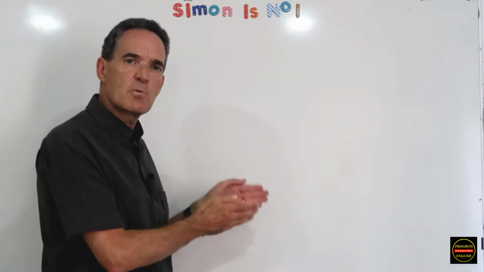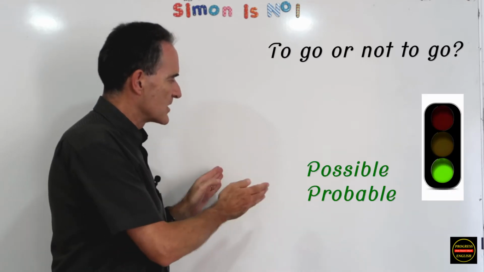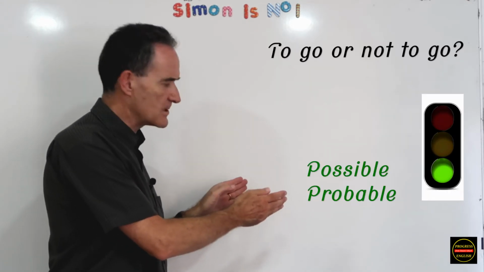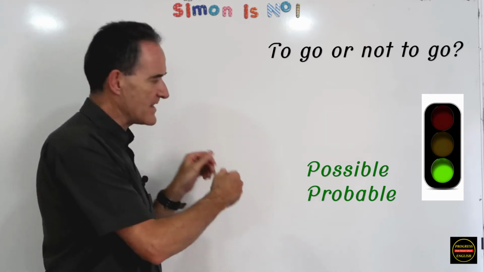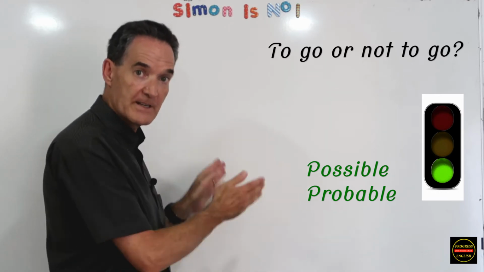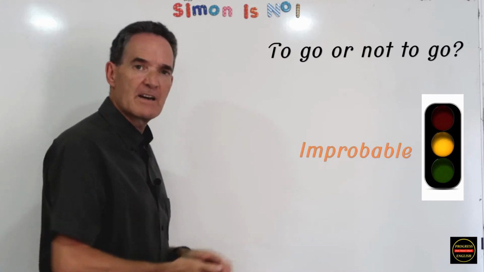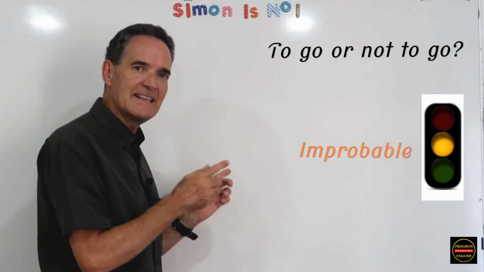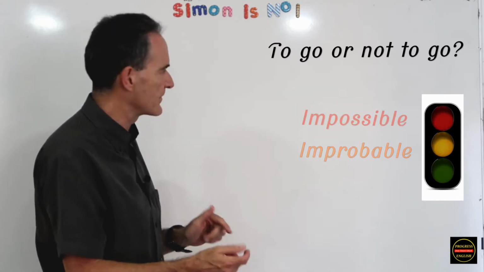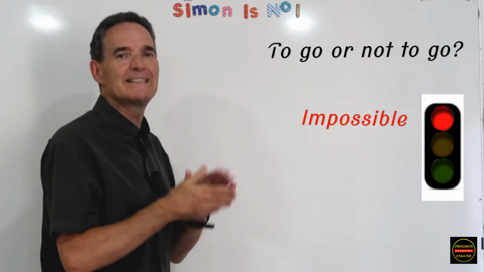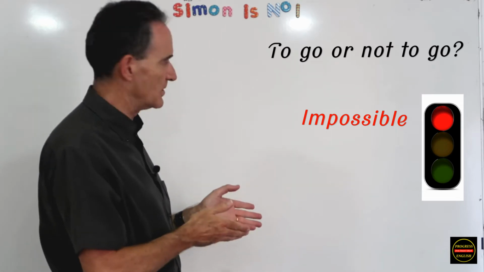Okay, let's take this one step further. Green means go. So it is probable or it's possible that you will go if the light is green. If the light is amber, then it is maybe improbable that you will go. If the light is red, it is impossible for you to go.